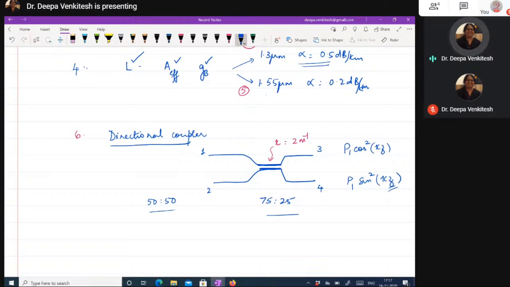So, for example, if you want to have 75-25, certain z values are given. You can substitute in these relations and find out what the coupling ratio is for each of those cases, and pick. It's mostly picking from the given options. Okay, so that is the next one.